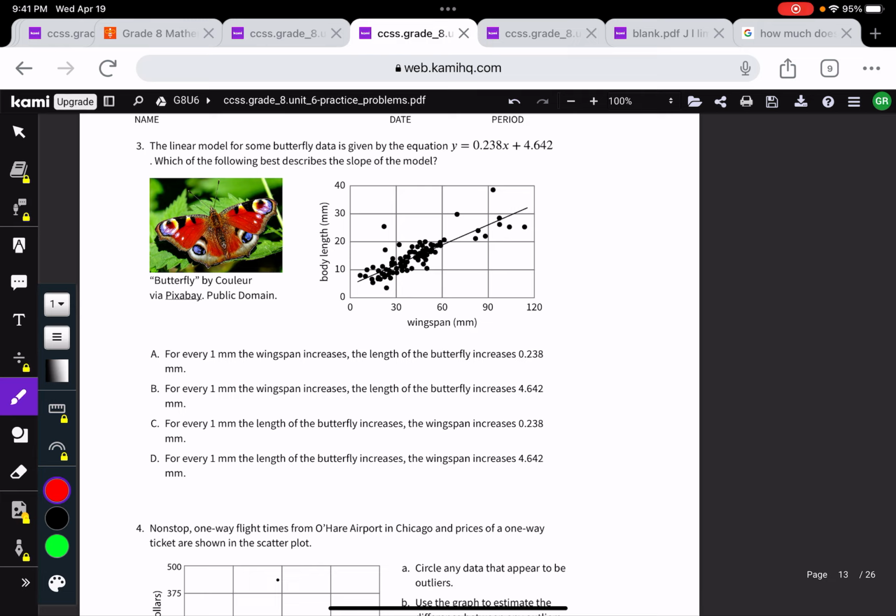And I can see here this 0.238. That must suggest the body length per wingspan. As the body length grows 0.238 millimeters, the wingspan is 0.238 per millimeter. Body length and the wingspan also grows by 0.238. For every 1 millimeter the wingspan increases, the length of the butterfly increases 0.23 millimeters.